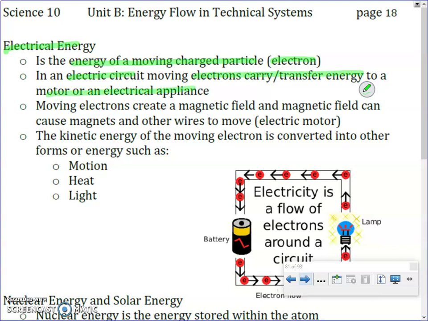Moving electrons create a magnetic field, and a magnetic field can cause magnets and other wires to move. That can be the basis of an electric motor. Kinetic energy of moving electrons is converted to other forms of energy, such as motion, heat, and light. And it shows right here, electricity is the flow of electrons around a circuit.